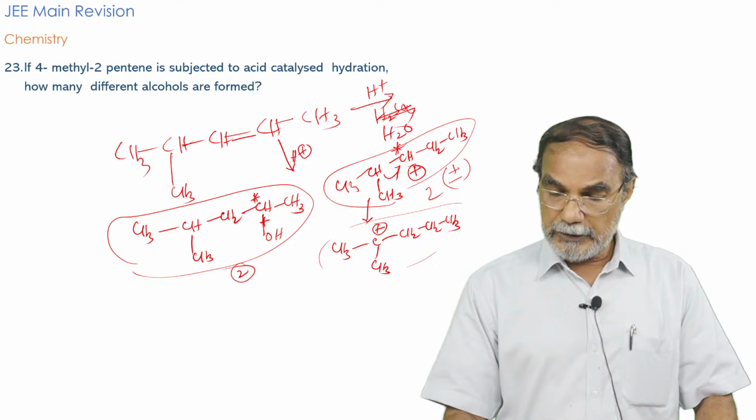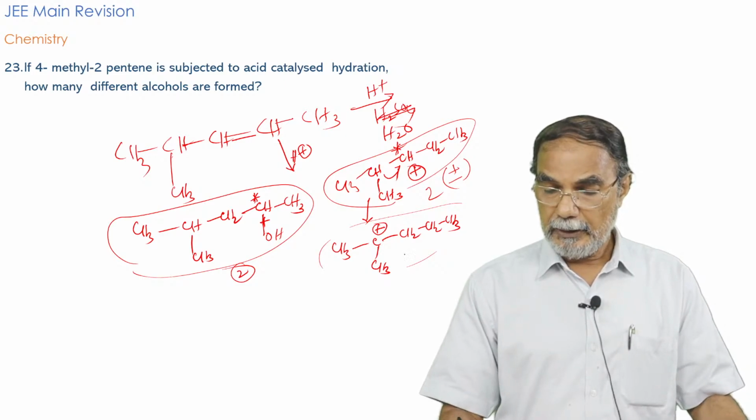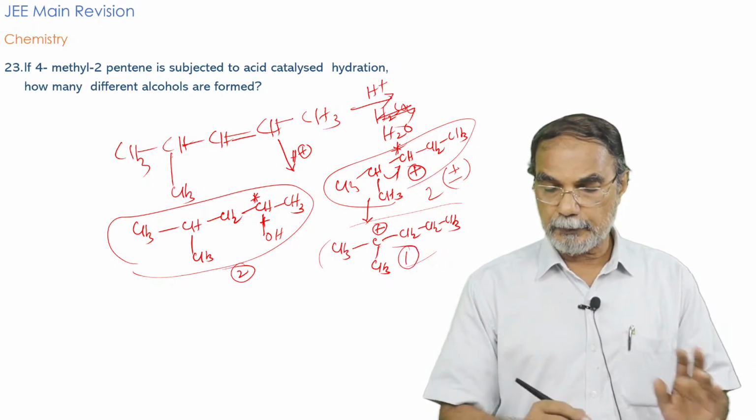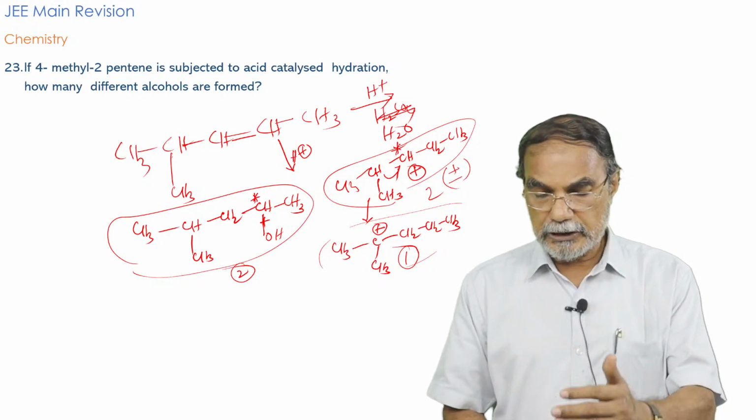Whereas from this, an OH group is attached along with two methyl groups. They are equivalent groups, and therefore this carbon is not chiral, and from this you will get only one product. So this carbocation will give an alcohol which is optically active.